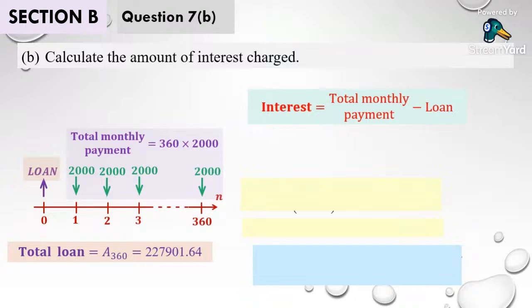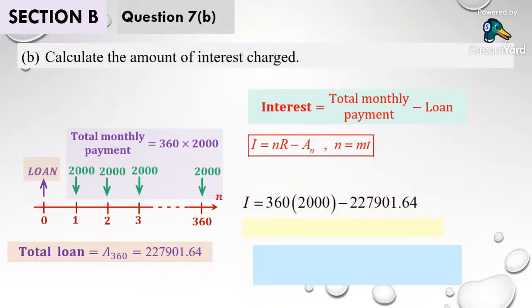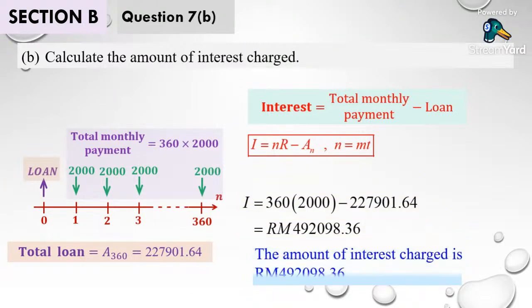So therefore, you should take the total monthly payment minus the loan, and this is being summarized by the formula N times R multiplied with AN. Or maybe in your lecture notes, it's written as RTM, not NR, but actually it's the same thing. The TM already multiplied here become N. So therefore, I substitute accordingly, I will get my answer. The interest will be 492098.36. That goes your answer for 7B.